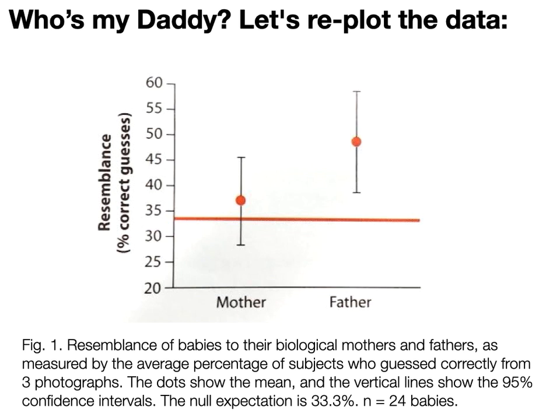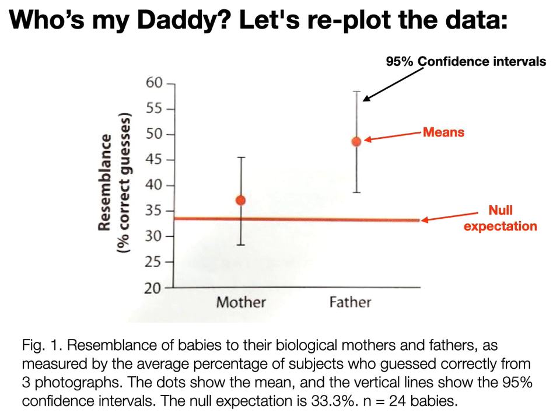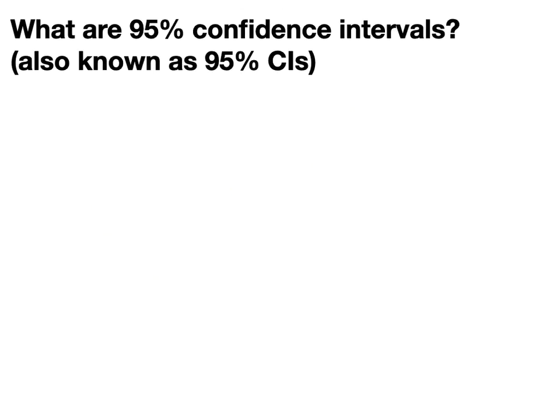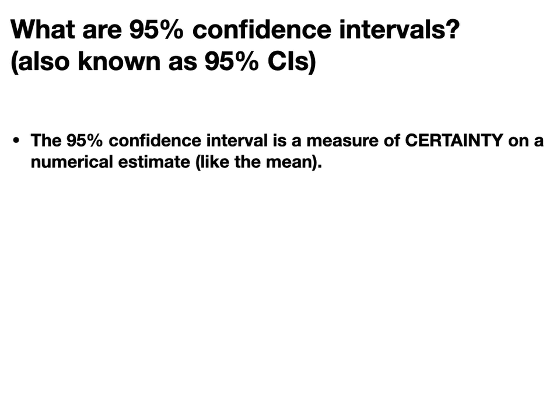Okay, so as a quick aside, these are the 95% confidence intervals, this is the null expectation, and these are the means. I want to tell you what 95% confidence intervals are. We are going to cover this after midterm 2. I just want to introduce it to you so you know what I'm putting on this graph, but it's going to be something that's important in this course after the next midterm.